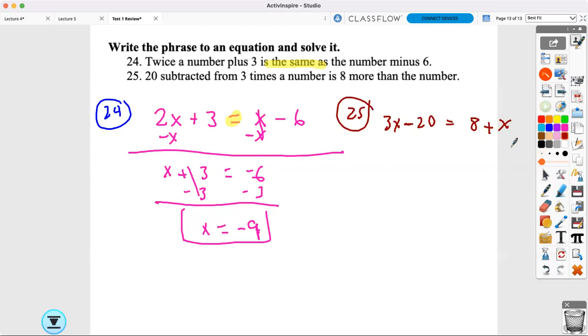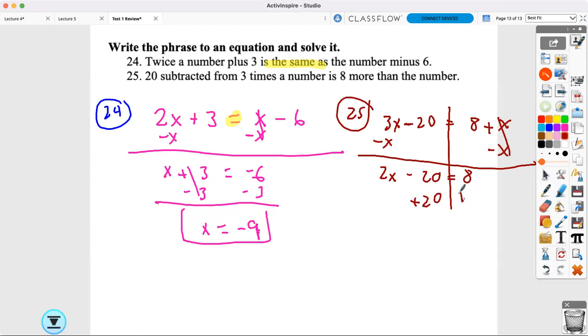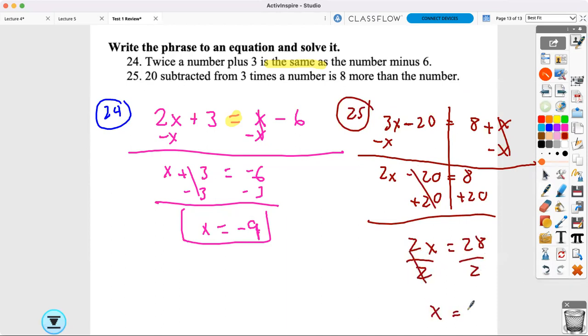So now we solve for x. Subtract x on both sides. So then we get 2x minus 20 equals 8. Add 20 on both sides. So we get 2x equals 28. Divide both sides by 2. So we get x equals 14. And we're done.